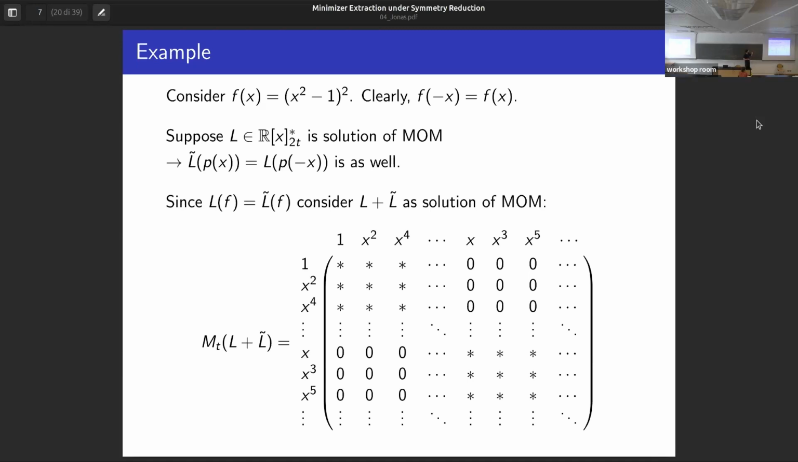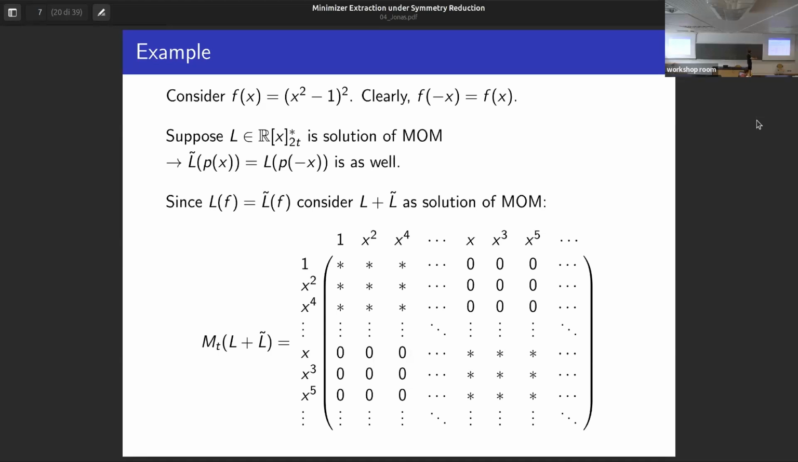But if you evaluate this on odd degree monomials, what you will see is that the L and the L tilde will just cancel. So suppose this is our moment matrix at some truncation level T. And then what we do is we order all the even degree monomials in one bucket. What you can see in this block here is, you're multiplying two even degree monomials together, so this will result in an even degree monomial. So you just get some entries here.